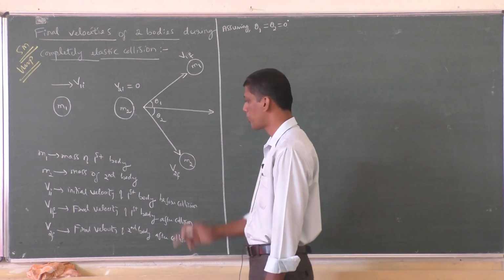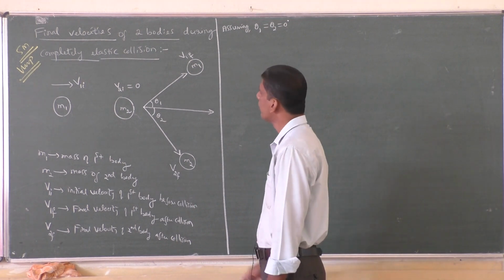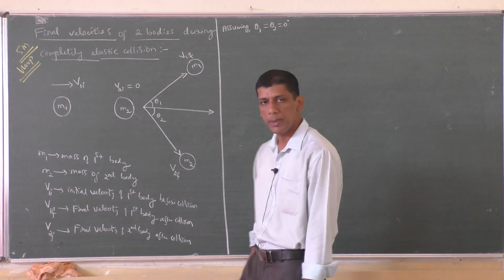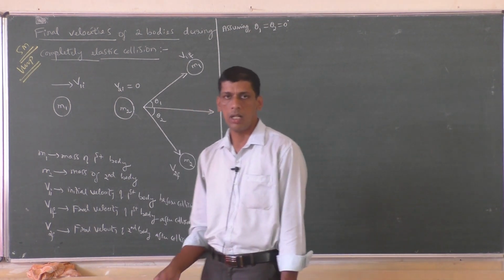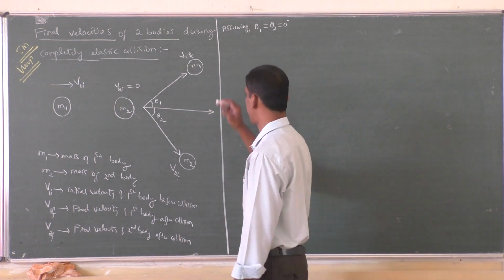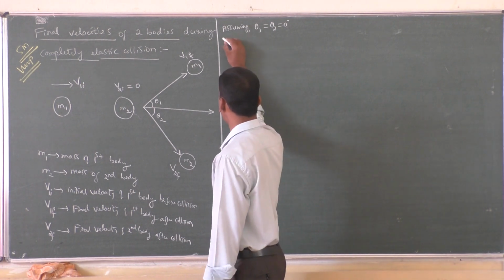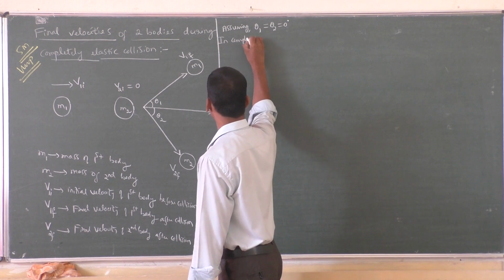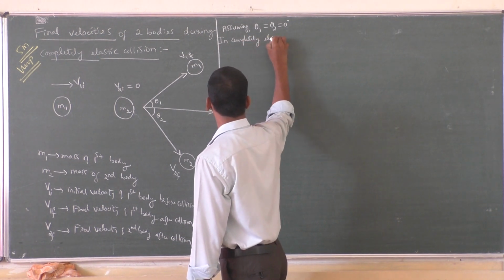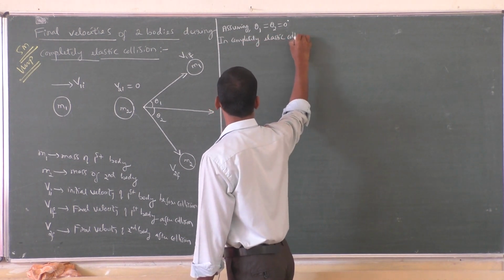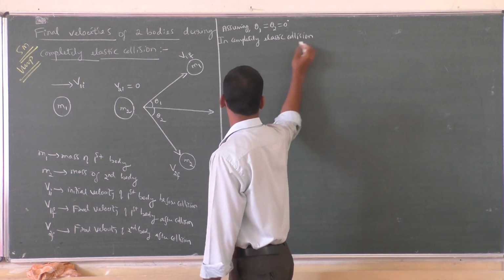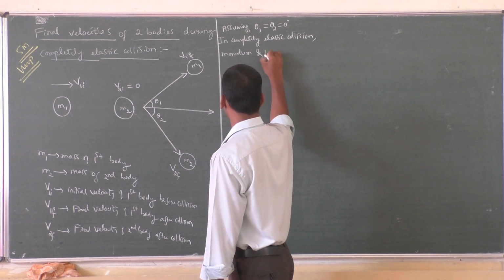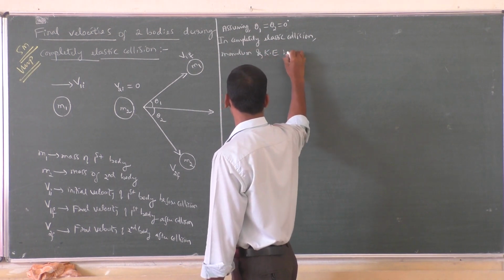One is v1f, the second body is v2f. So in case of a completely elastic collision, the momentum and the kinetic energy both are conserved. So here I am writing one term. So in completely elastic collision, momentum and kinetic energy both are conserved.